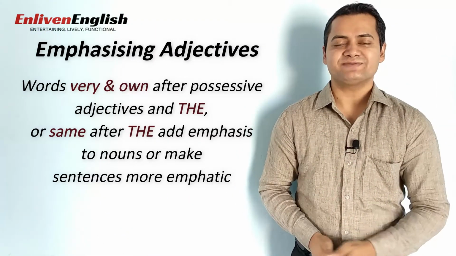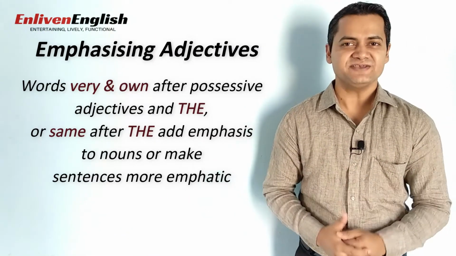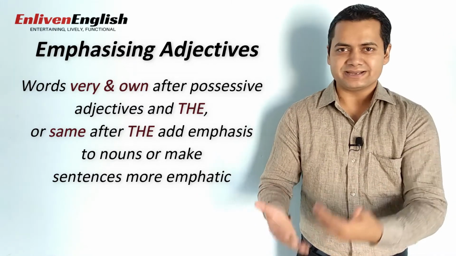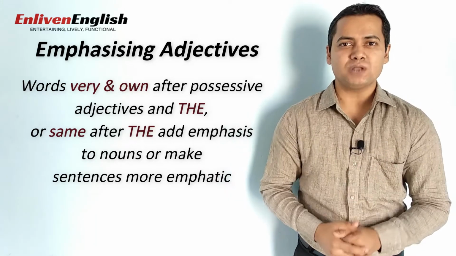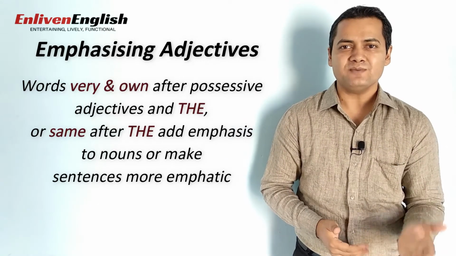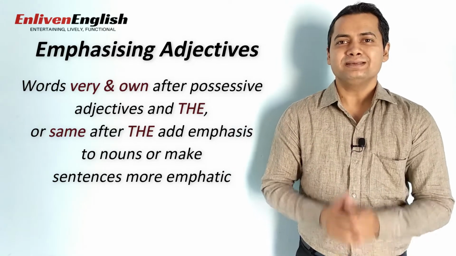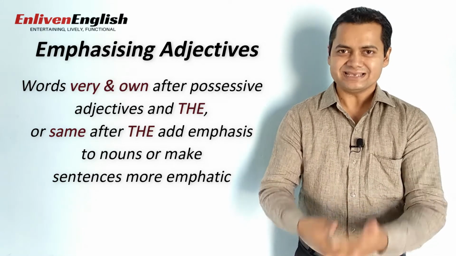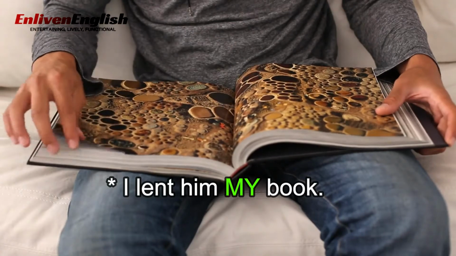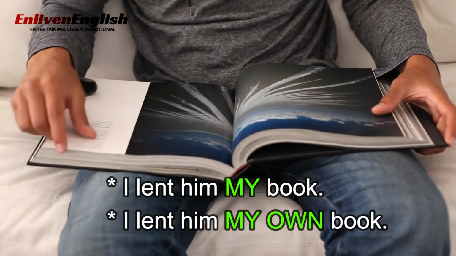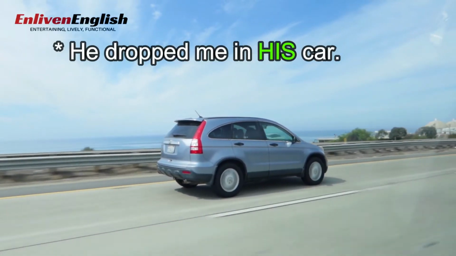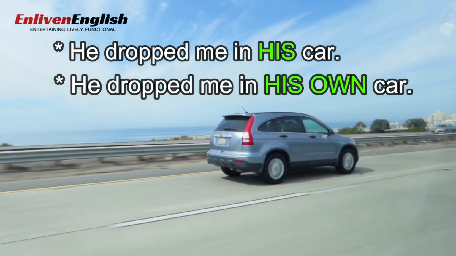Sometimes we add the words very and own after possessive adjectives and the article the, or the word same after the article the, to add emphasis to nouns or to make our sentences more emphatic. Words like same, very, and own are called emphasizing adjectives. Let's see some examples. I lent him my book. I lent him my own book. He dropped me in his car. He dropped me in his own car.